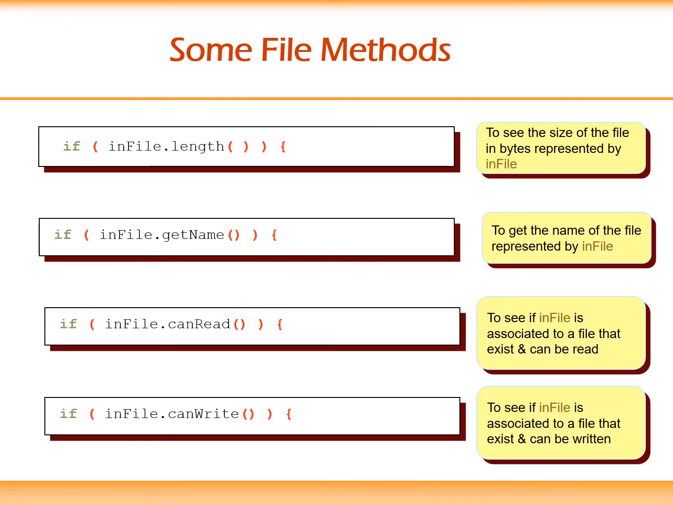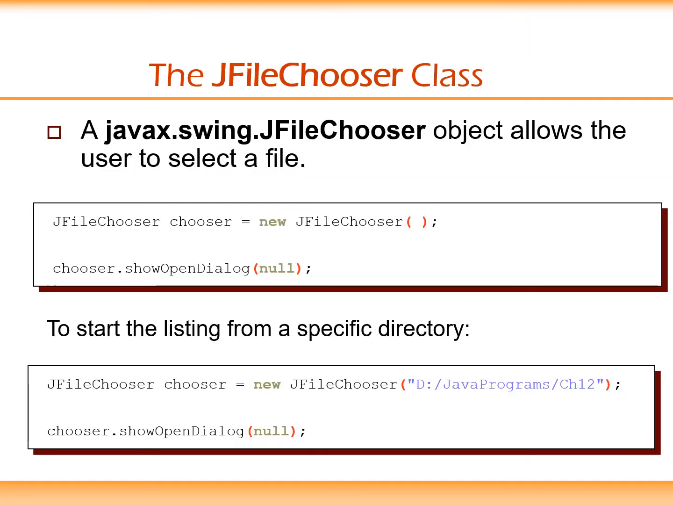Other than that, there is a method called length to get the size of the file in bytes. getName gets the name of the file. You can check whether it can be read or written. I think you are used to this function when you are using Microsoft Word. When you are trying to look for a file, there is a pop-up window that helps you look for a file. That is also supported by using javax.swing.JFileChooser. So you can add this, and it will pop up a window that allows you to browse to look for a specific file.